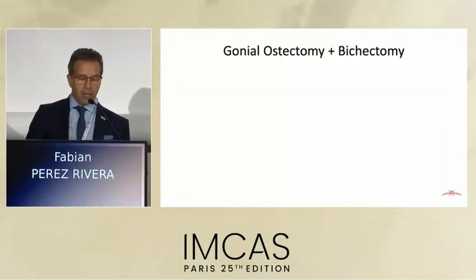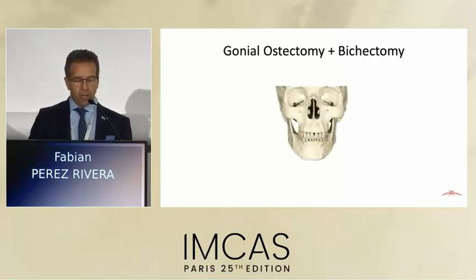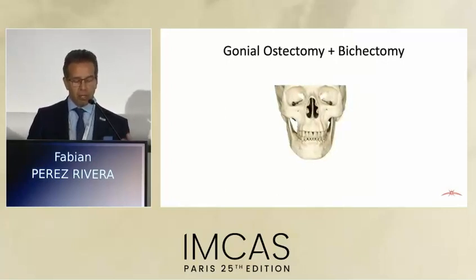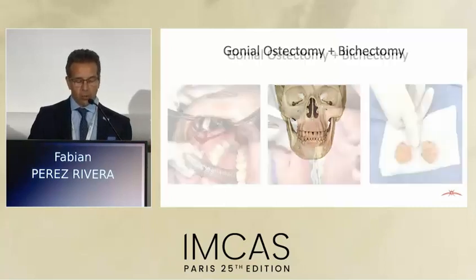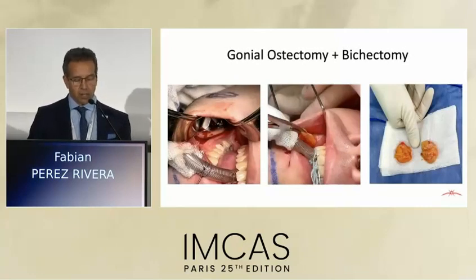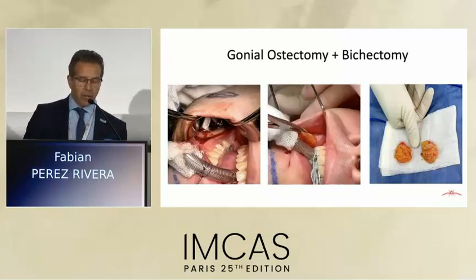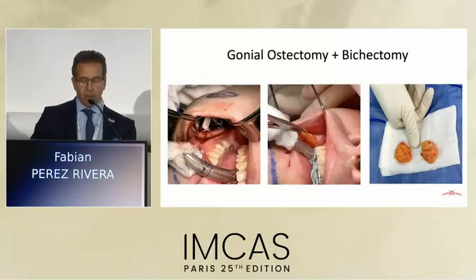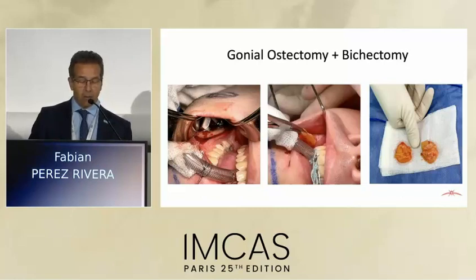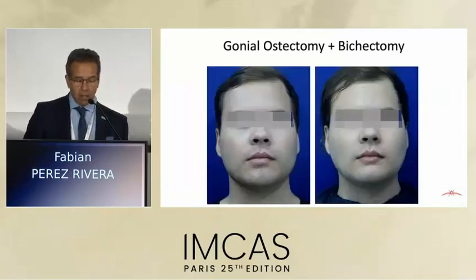In some cases, I need to reduce the volume. Again, not only to add, but to reduce the volume. In this case, I perform an ostectomy of the gonial area and a bichectomy, and I reduce the soft tissue too. During the procedure, here is the way I cut the gonial area and the way I extract the excess fat of the buccal fat. And here is my result, with a more feminine face for these patients.